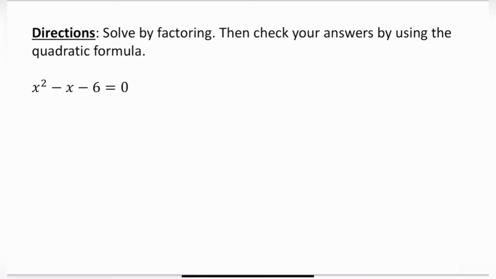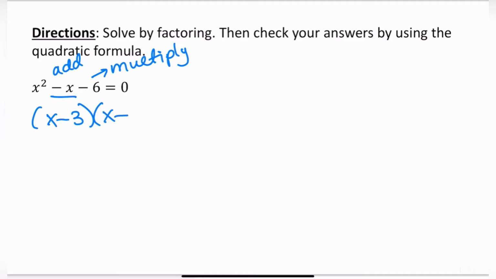So in order for me to factor this, notice I have a trinomial. It is set equal to 0, which is good. And I'm looking to see what's going to multiply to give me negative 6 that's going to add to give me a negative 1. So it's going to be a negative 3 times a positive 2. So this is how I factor this equation. X minus 3 times x plus 2, because negative 3 times 2 is going to multiply to give me negative 6. Negative 3 plus positive 2 is going to give me a negative 1.